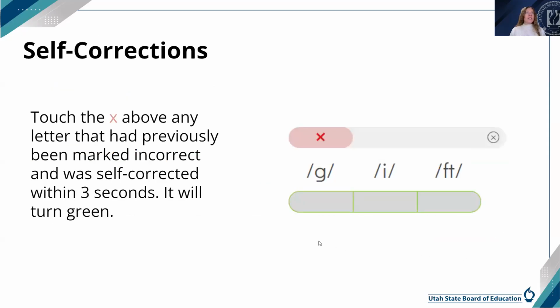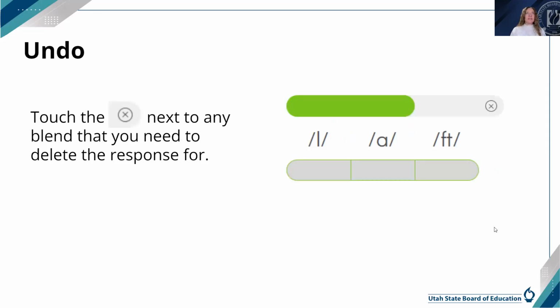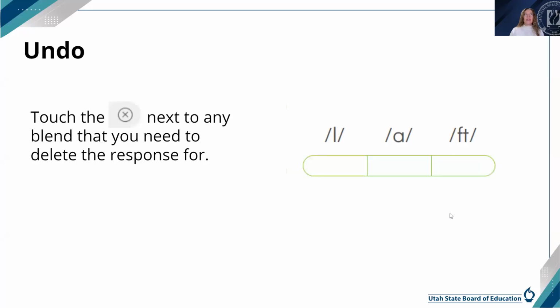If the student self-corrects, you're going to touch that X above any letter that had previously been marked incorrect. Touch that X and it turns green. If you need to delete responses, so you swiped across the L-A and you needed to just touch in the L, you touch the X next to the bar. When the bar is bolded or wider and darker in color and it has this X next to it, it can be deleted. You just touch that X, it will delete, and then you can score it correctly the way that you need to.